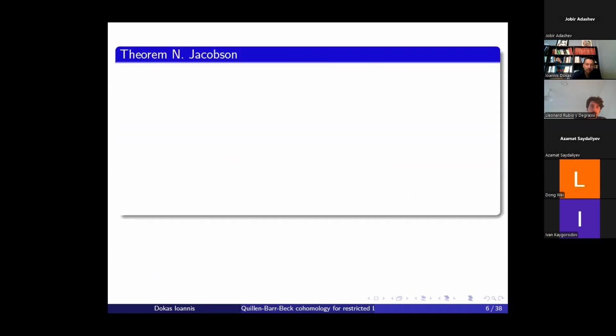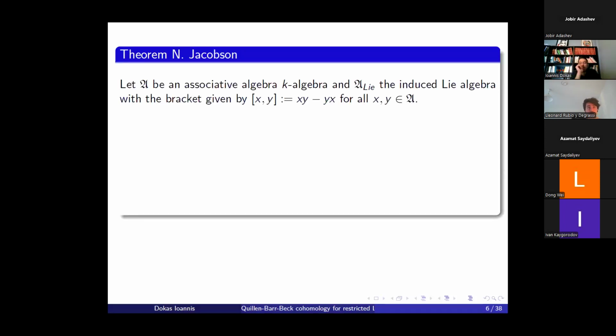Now, next, I have to give examples because maybe this seems a bit artificial. So let me give examples and see how this structure appears in a natural way. The first and prototype example of a restricted Lie algebra comes from associative algebras, and it follows in particular from a theorem of Jacobson, which is the following. If you start with U, an associative algebra over K, and K is a field of prime characteristic, then you can consider the induced Lie algebra, which has the bracket, the commutator, as you see here. Now, this induced Lie algebra, together with the Frobenius map, is a restricted Lie algebra.